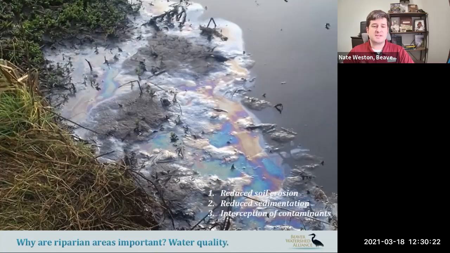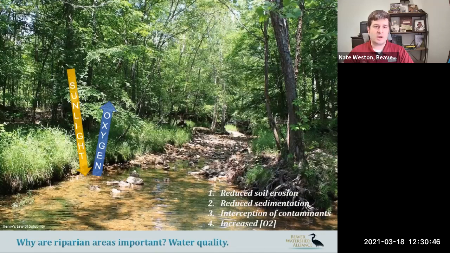Another thing it does is intercept contaminants. So we might see, especially along a developed area or an agricultural area, some sheet runoff carrying contaminants like hydrocarbons in it. And so we might see a hydrocarbon slick in the water or something like that. A riparian area is a fantastic way to both intercept that contaminant as well as process it before it reaches that waterway. Because once it reaches that waterway, it's almost impossible to get out.